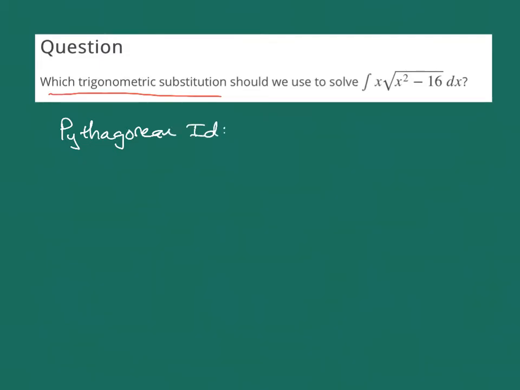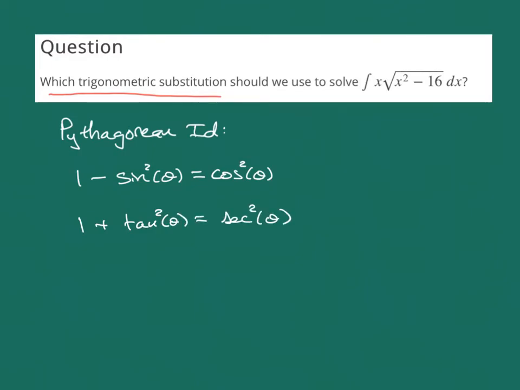Now, what those were, remember that if we had a 1 minus sine squared, that gave us a cosine squared. If we had something that looked like a 1 plus tangent squared, that gave us a secant squared. And if we had a secant squared minus 1, then that gave us a tangent squared. Each one of these is what we have in mind every time that we see one of these substitutions.